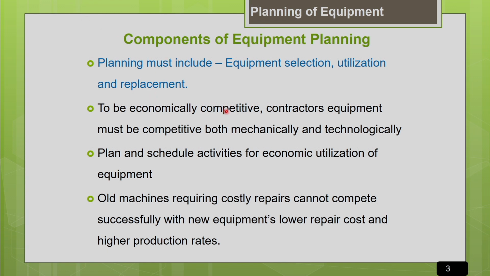To be economically competitive in the construction market, the contractor's equipment must be competitive both mechanically as well as technologically. It is not sufficient that the equipment meets the functional requirement. It should also be technologically competitive in the market, because there are so many competitive models available which are more technologically advanced and can give you better productivity and lower cost. So our equipment should be competitive both mechanically as well as technologically, and should give very high productivity at the lowest possible cost.